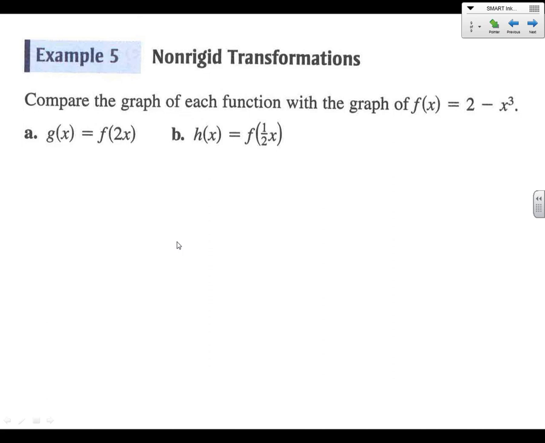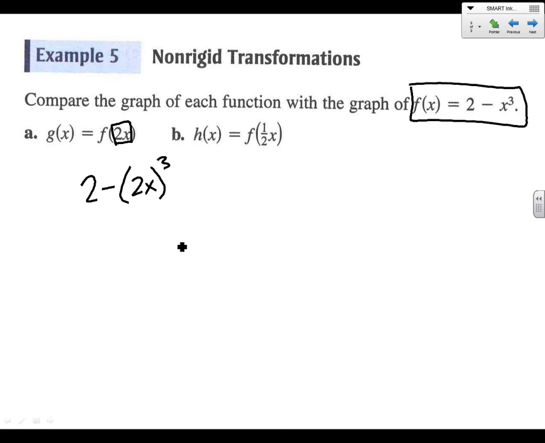All right, and I believe this is our last one. Yes, it is. So let's compare these graphs with the graph of 2 minus x cubed on this one. So if we were to double this thing, it says function of 2x, right? So what that means is we've got 2 minus, instead of x, we've got 2x cubed. I'm just taking 2x and plugging it in when I see x up here for the original function. Okay, so 2 minus 2x cubed turns into 2 minus 8x cubed. So from the original, the only thing that changed is that I've got 8 here when I only had a 1 right here.